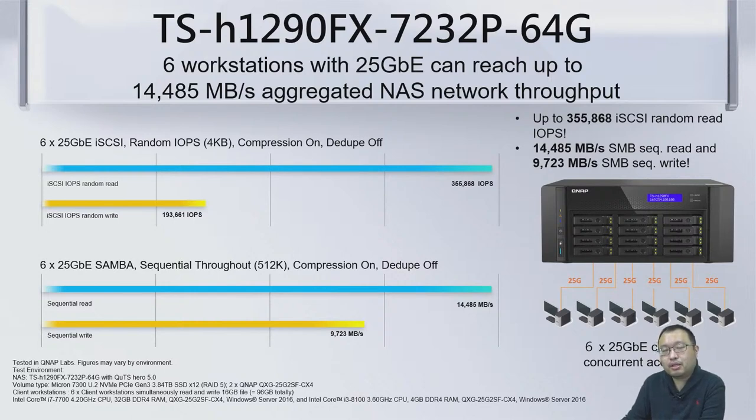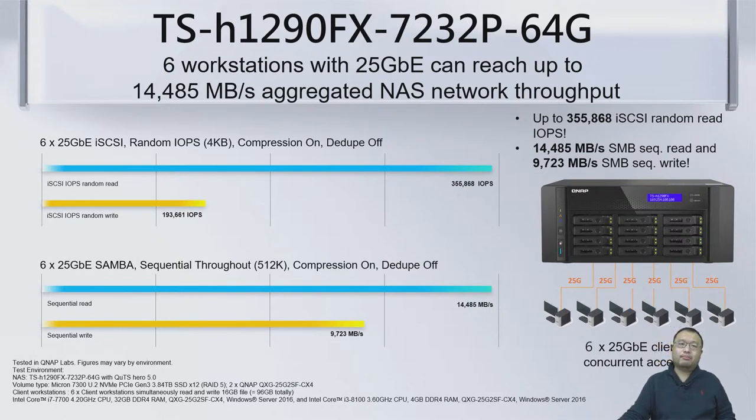Using the 8-core version with 64 gigabytes of memory, again with six 25GbE ports, you can see that IOPS is still quite good, at almost 400,000 4K random IOPS. Throughput is on par with the 16-core version. If you are throughput oriented, no matter which model you choose, you can achieve very good performance of almost 15,000 megabytes per second.